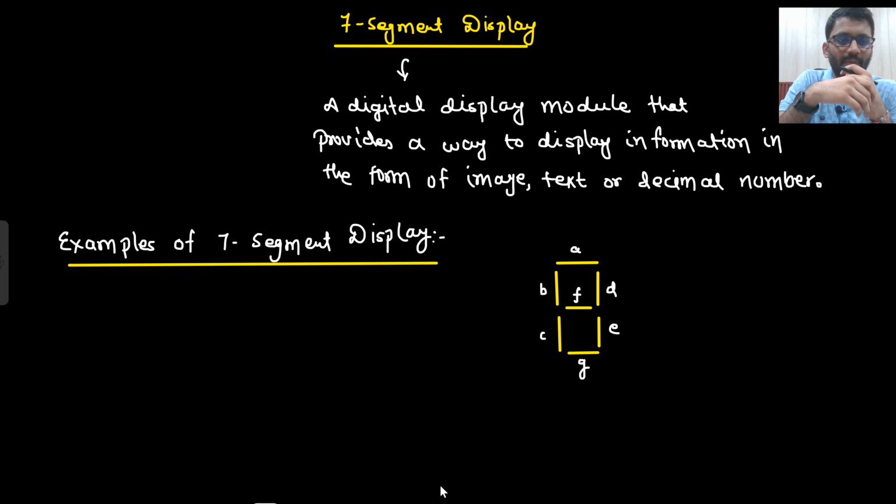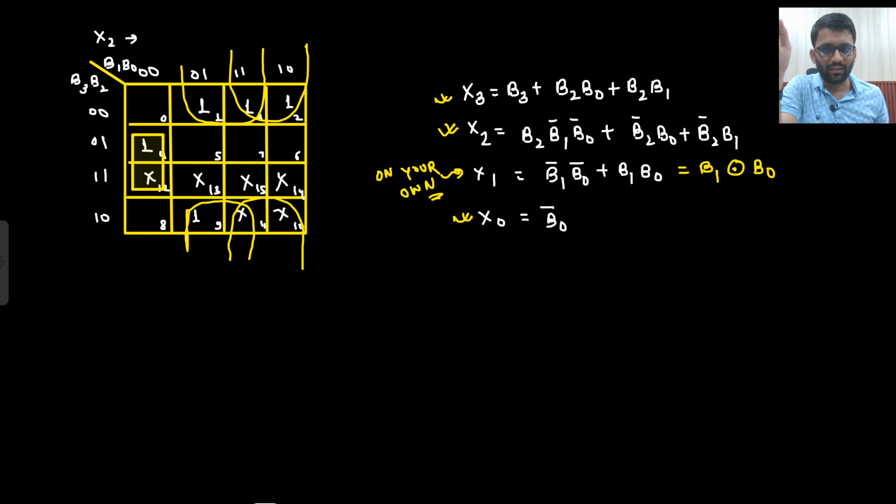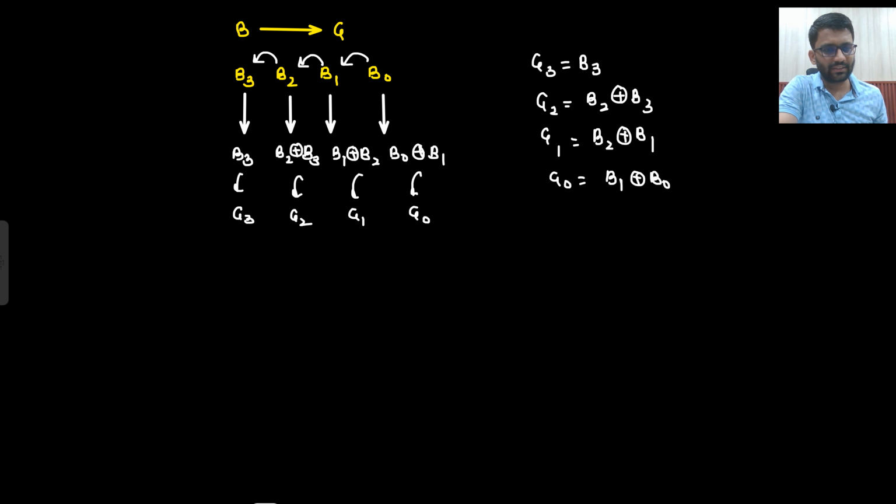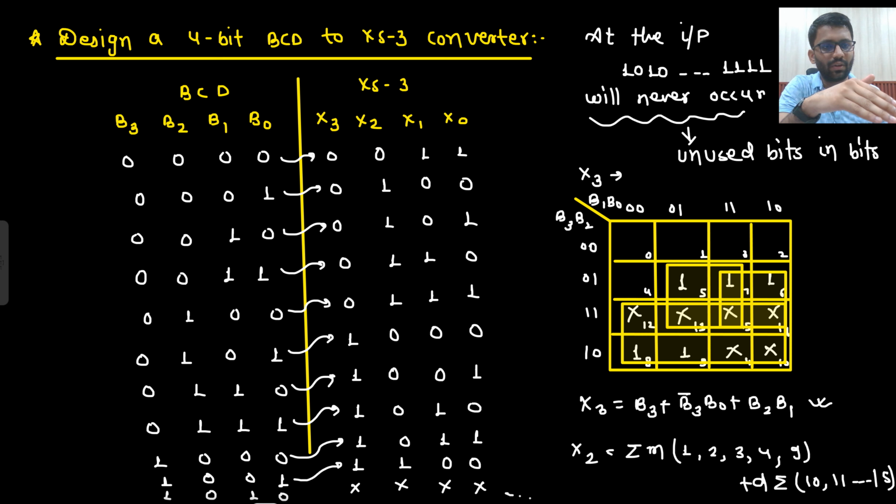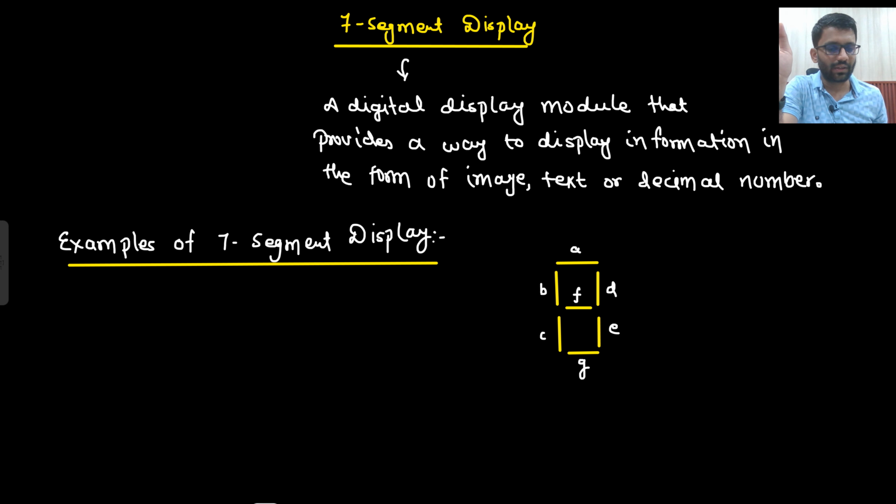Now let's study about 7 segment display. So code converters you should be comfortable now. Very easy problems: whatever is given, just convert that to another code and write down the final expression. Okay, I hope you are comfortable with code converters. Let's see 7 segment display, a very easy topic.